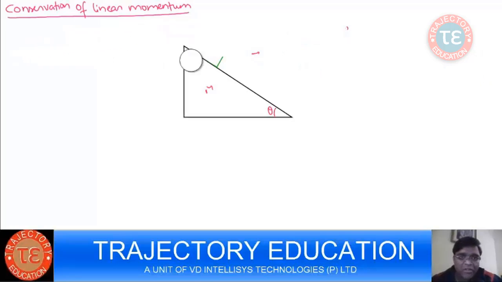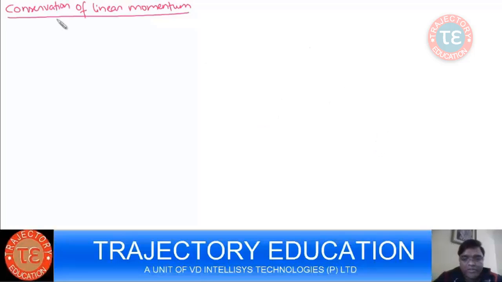You start with the conservation of linear momentum. So let's start with this conservation of linear momentum. Linear momentum of a particle is defined as P equals m times v. It's a vector quantity. m is the mass and v is the velocity. So this is linear momentum.